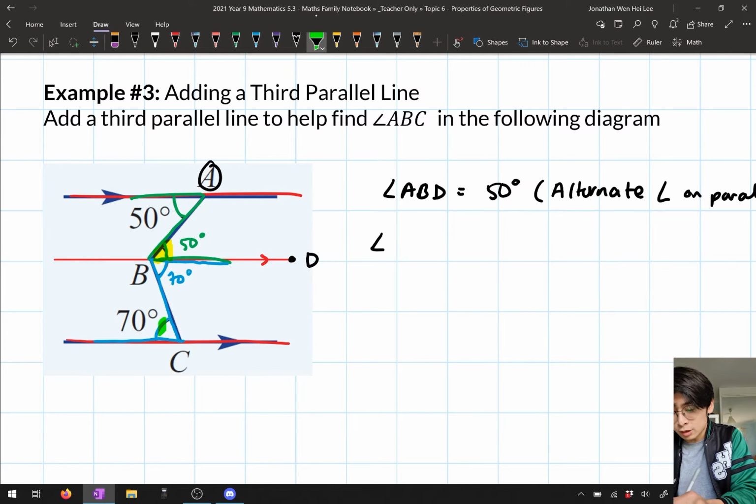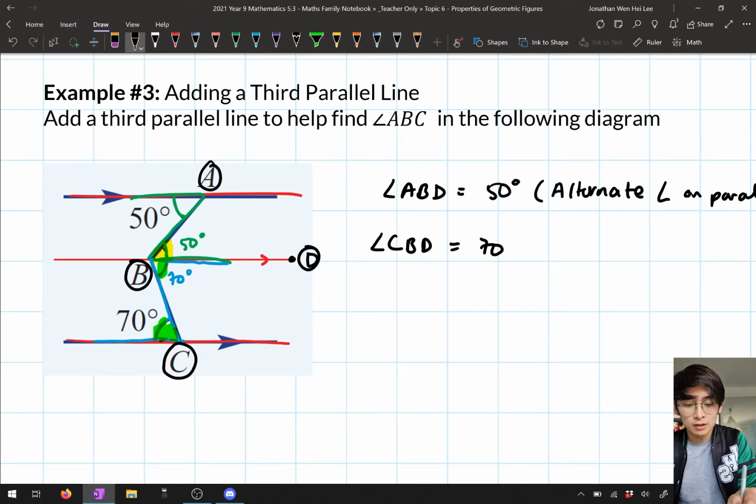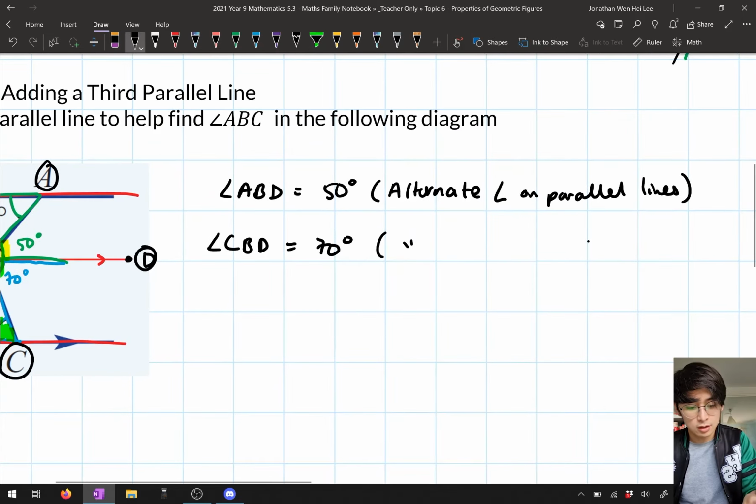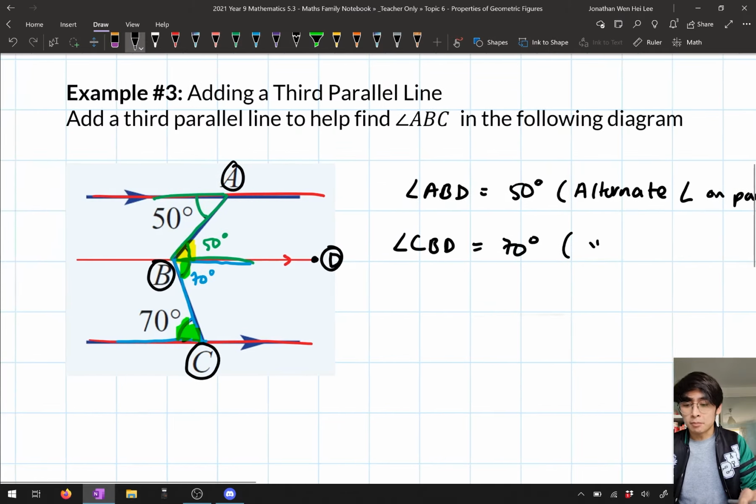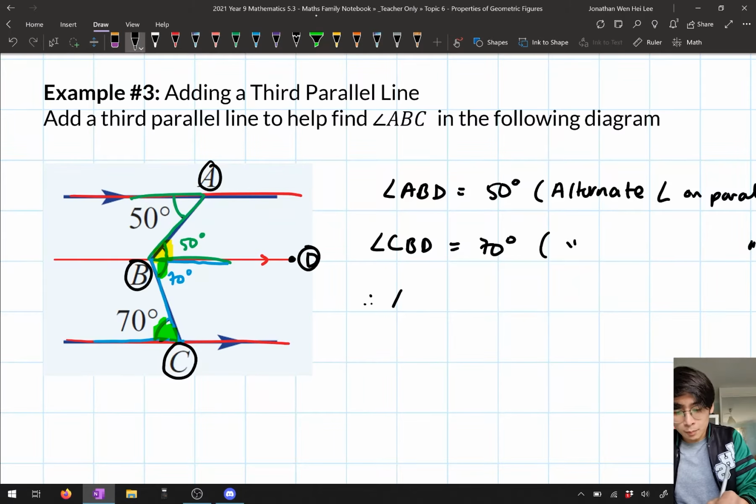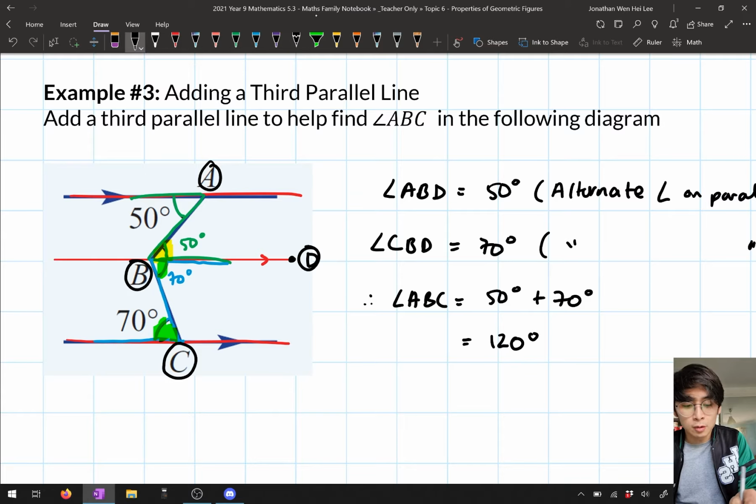So if you have a look over here, this 70 degrees is going to be exactly the same as this 70 degrees over here. And so here, that's angle CBD, because if you look here, C and then B and then D, CBD is going to equal 70 degrees because of the same reason. So I'm just going to put these double dashes here to say I've got the exact same reason as above. And because those two now make up that angle, therefore angle ABC is just going to be these two angles added up together. So 50 degrees plus 70 degrees, and so here angle ABC is going to be 120 degrees.